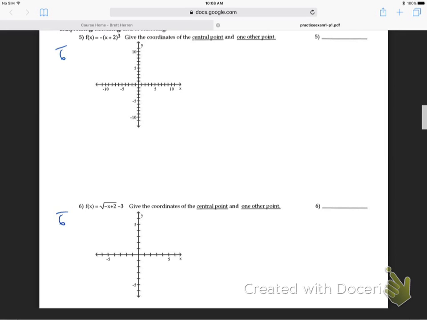You guys getting what I mean on the difference between this and the piecewise? The piecewise has several pieces, right? This does not. This is one function. Not pieces. Doesn't have x between here and there. Doesn't have any of that. All right. So how do we do these? Well, central point, one other point. So make an xy table and then find the central point.